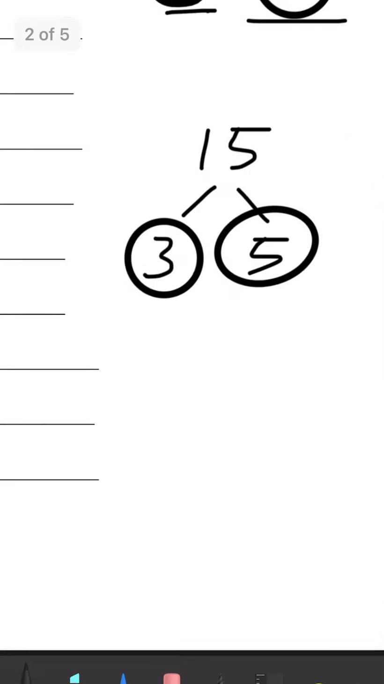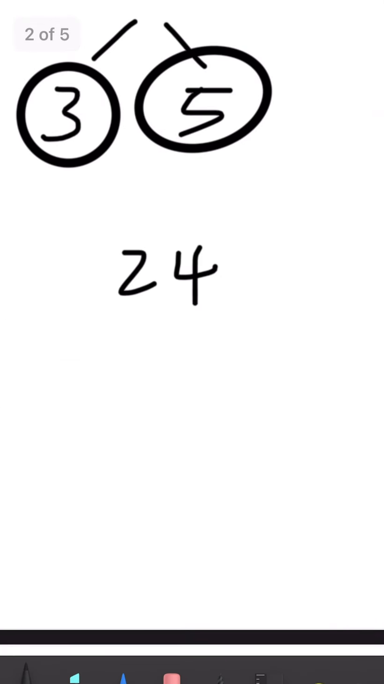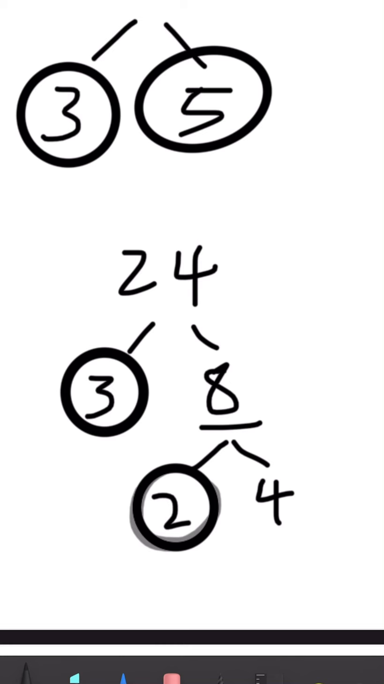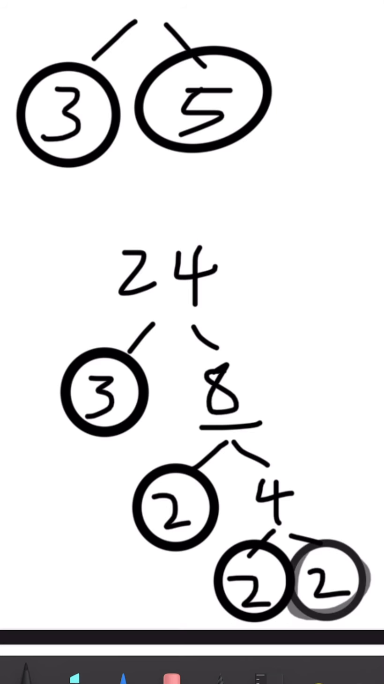Next, we'll do number 3, which is 24. 24 can factor into 3 and 8. 3 is a prime number, so we'll circle and leave. 8, however, can be stemmed into 2 and 4. 2 is a prime number, so we'll circle and leave it. 4 can factor into 2 and 2. So we'll circle these and leave these. So our factors are 3, 2, 2, 2.